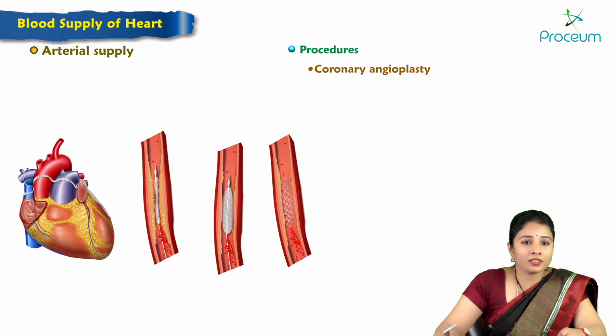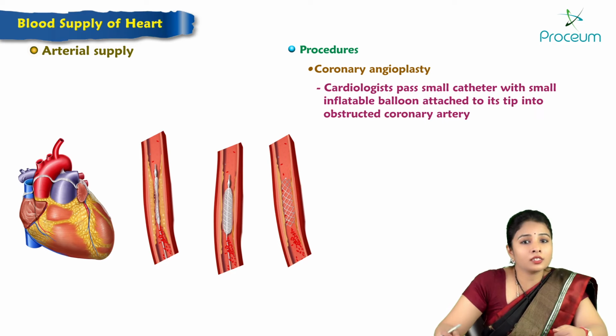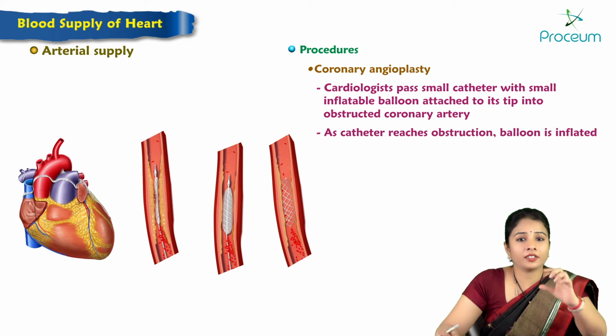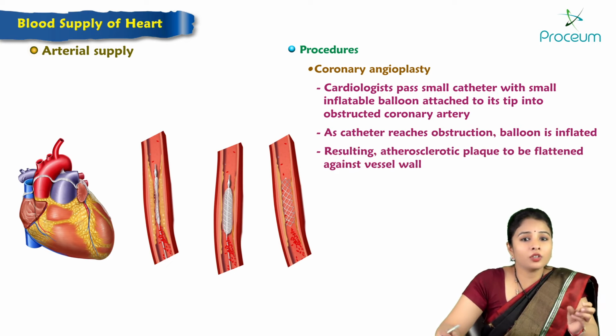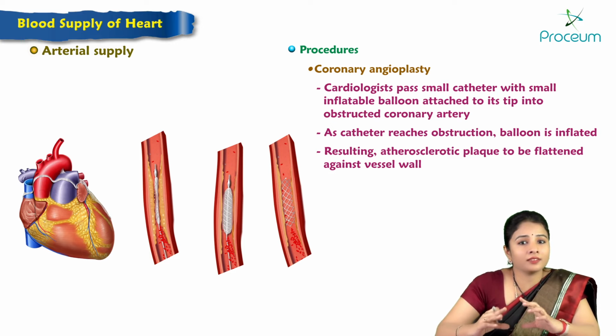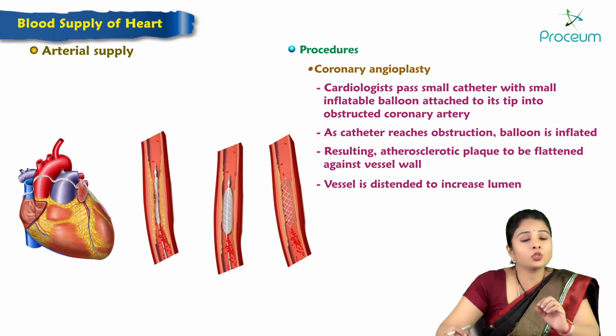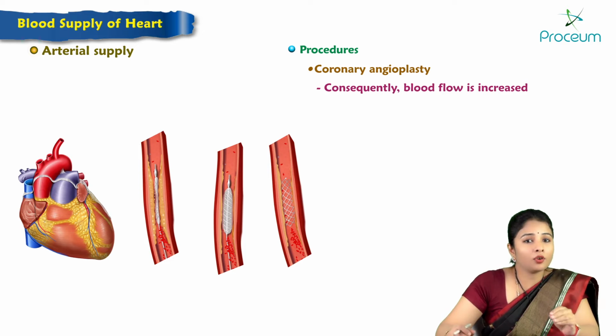And coronary angioplasty, this is the next procedure which I am going to discuss now. In this process, the cardiologist passes a small catheter with a small inflatable balloon attached to its tip into the obstructed coronary artery. As the catheter reaches the obstruction, the balloon is inflated. As a result, the atherosclerotic plaque, meaning where the obstruction is, the plaque made of cholesterol or fat, is flattened. So the plaque is flattened against the vessel wall, and the vessel is distended to increase the lumen. Consequently, the blood flow is increased.